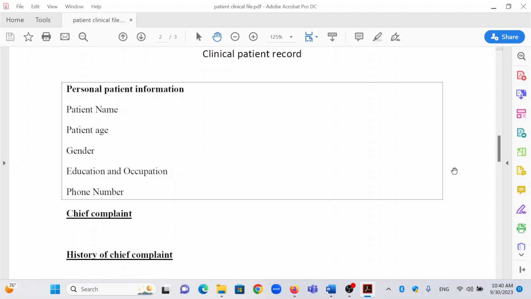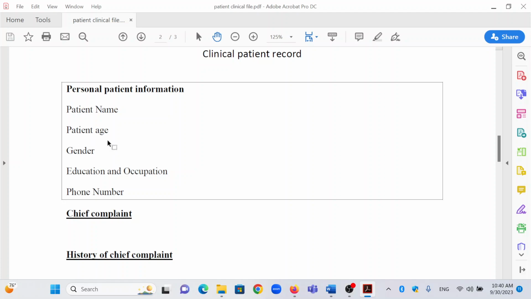The first part of this file consists of demographic information. So we have here the patient name, the patient age, gender, education, occupation, and phone number. Of course, this demographic information is very important because it will give us an insight about some clinical problems that the patient may have, which may be related to the age.